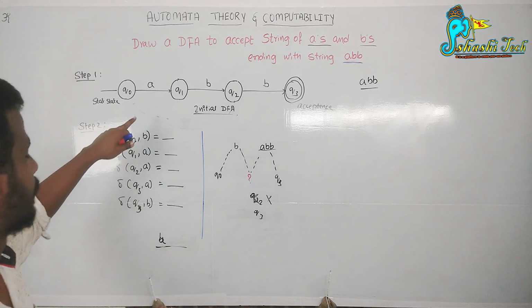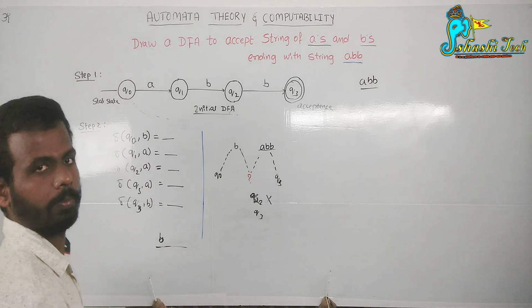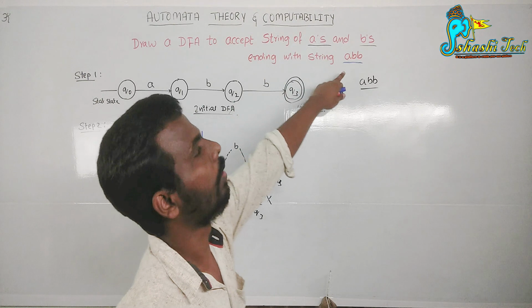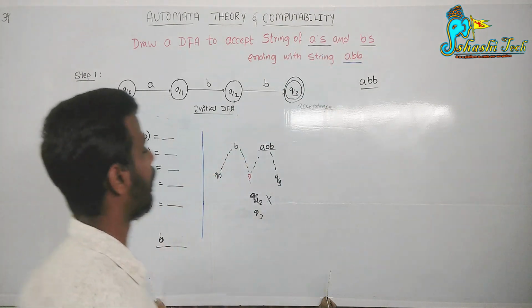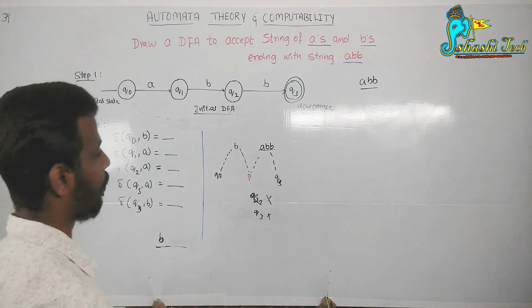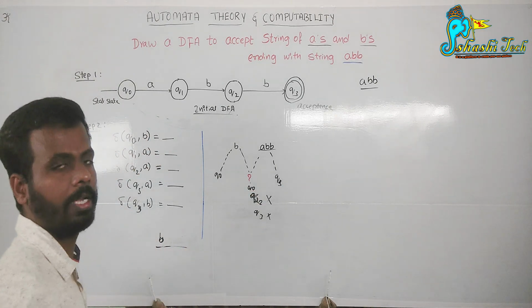If I give a string like this, B, it is going to accept, but our condition is it should not accept. It should accept only strings ending with ABB. So Q3 also we should not write. What should we write then? We should write Q0 only.